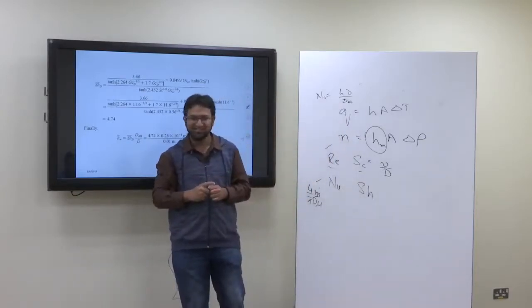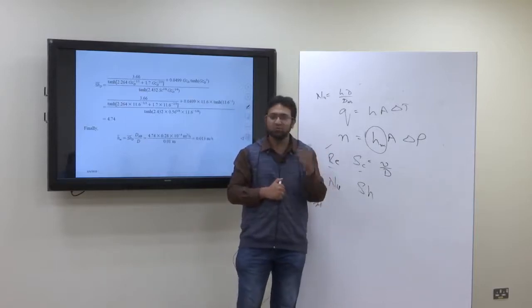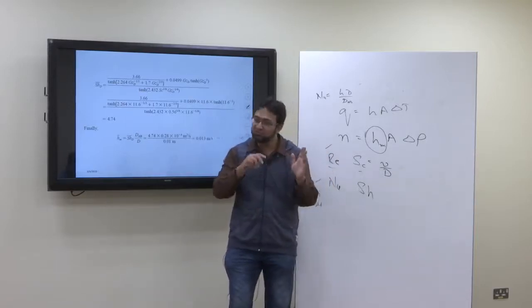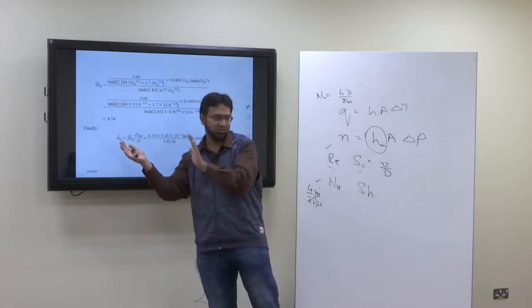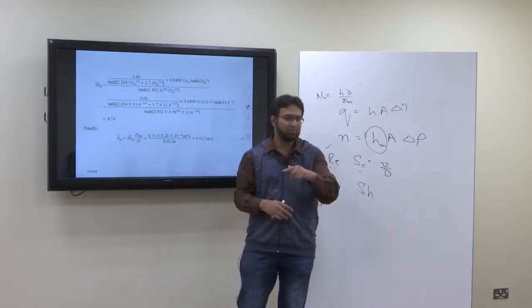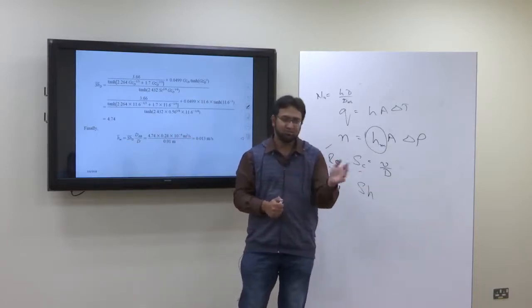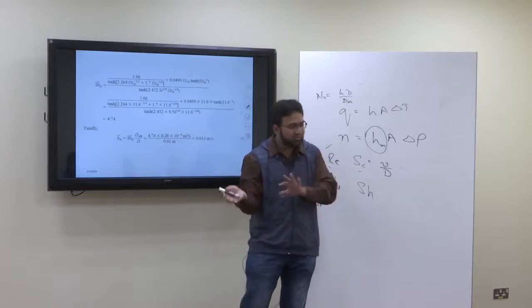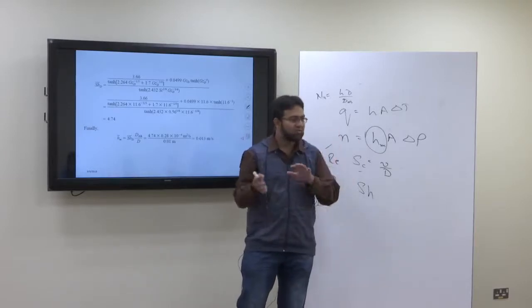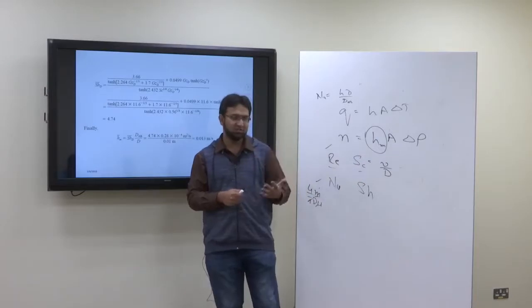It's clear? So that's why mass transfer is normally not taught separately, because it follows the same analogy as heat transfer. Only the difference is that instead of the Prandtl number, you have the Schmidt number, and instead of the Nusselt number, you have the Sherwood number. Otherwise, you use the same formulas and equations, just change these quantities.